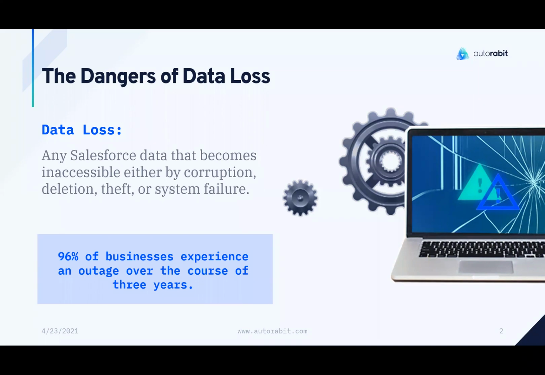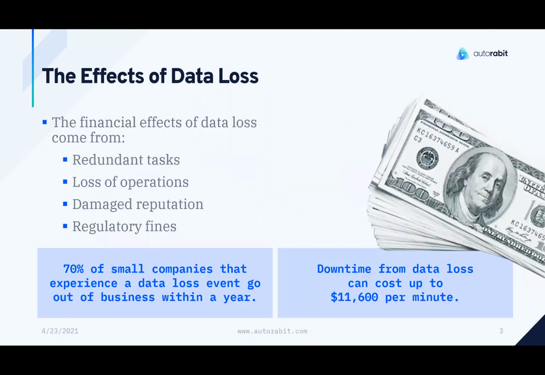Now, it's reported that 96% of businesses experience some form of outage over the course of 3 years, and a further 55% of companies experience 5 or more outages over that same period. So there are some essential steps you can take to mitigate these risks, but the threats are constantly evolving. You need to have a plan in place to prevent data loss events, as well as an emergency plan for restoring operations should you lose access to your data.